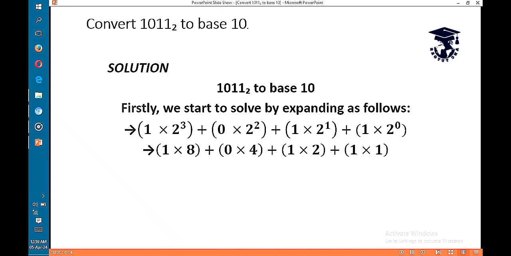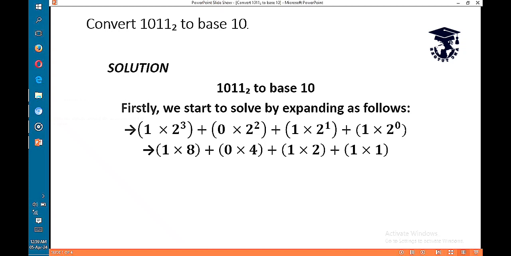In the first bracket, we have 1 times 2 raised to the power 3. But because 2 raised to the power 3 is equal to 2 times 2 times 2, which is equal to 8, we write 1 times 8 in the first bracket. Then moving on to the second bracket, 2 raised to the power 2 is equal to 4. So we can say 0 times 2 raised to the power 2 is equal to 0 times 4. Moving on to the third bracket, we have 1 times 2 raised to the power 1. And 2 raised to the power 1 is equal to 2. So we have 1 times 2 in the third bracket.